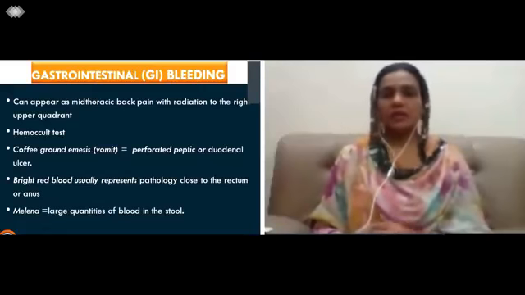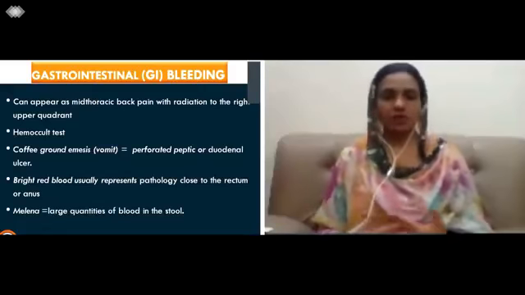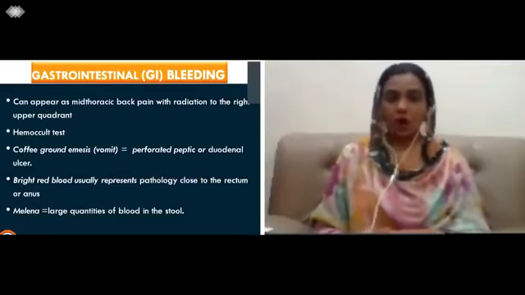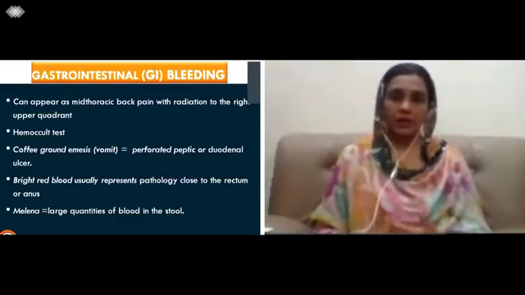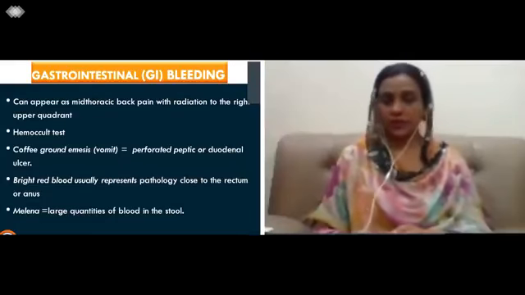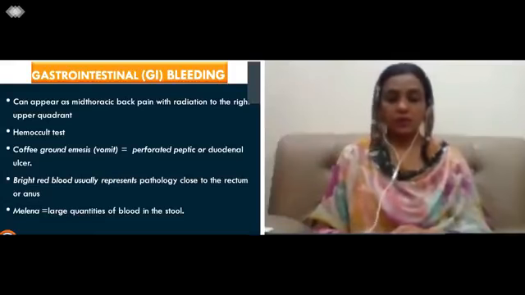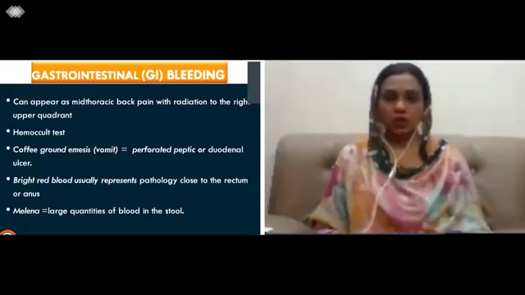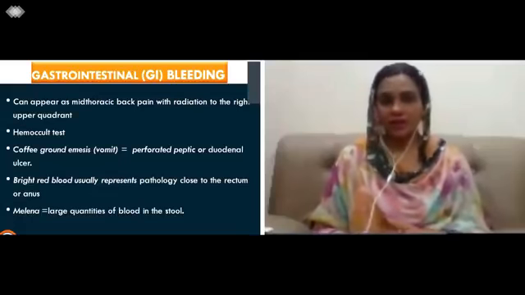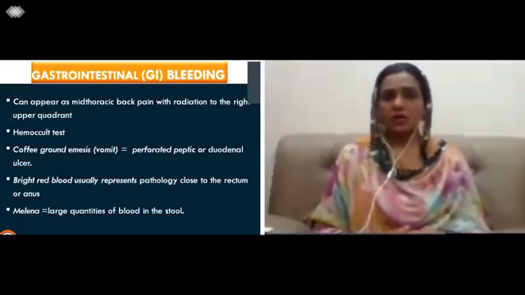Sometimes the GIT bleeding is not obvious: the patient is not aware that he is having GIT bleeding, or even the physician is not aware. Sometimes, rather most of the time, they're not aware. This is called occult bleeding, because occult means hidden. So the patient has hidden bleeding, and he is not even aware himself that he has bleeding.